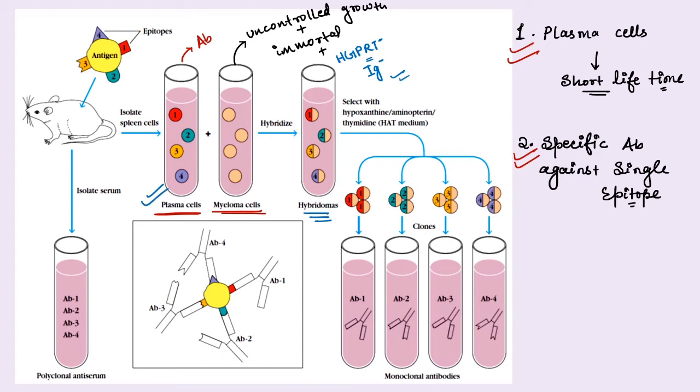Okay, so the plasma cell and myeloma cell, they are fused. Nowadays there are so many fusogens present in the market for the cell fusion. Initially, Sendai virus was used for the hybridization of these two cells. Sendai virus. Okay. After hybridization, we get our hybridoma cells.